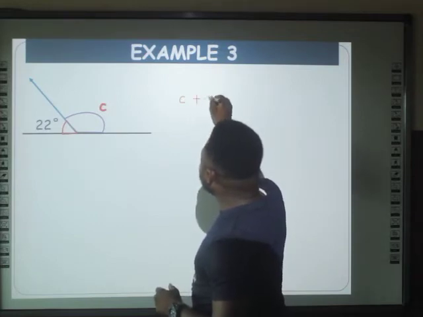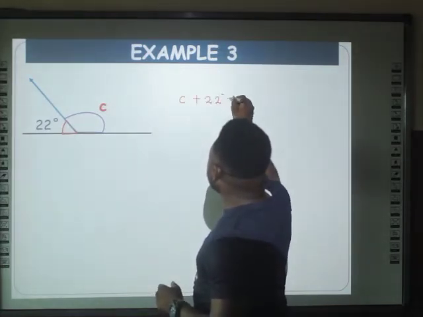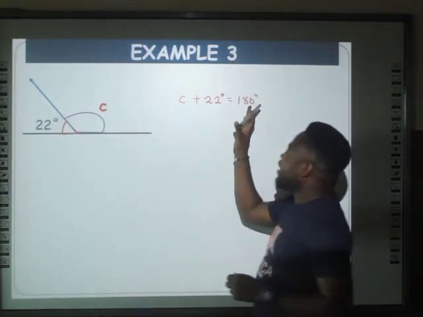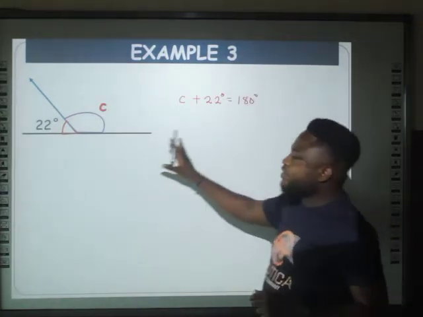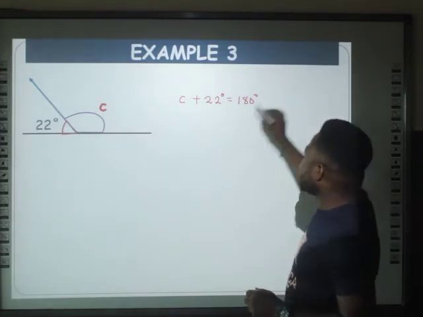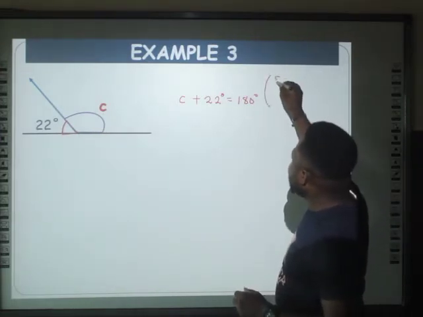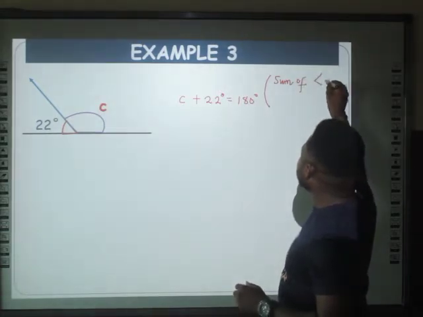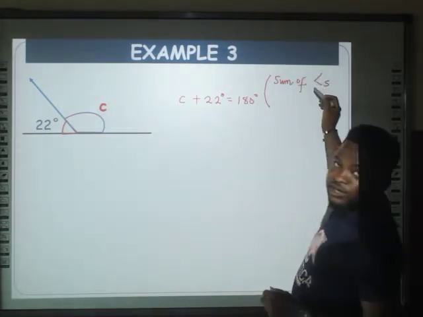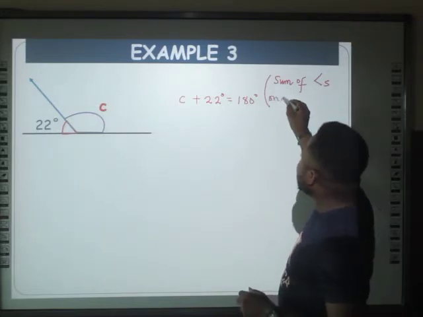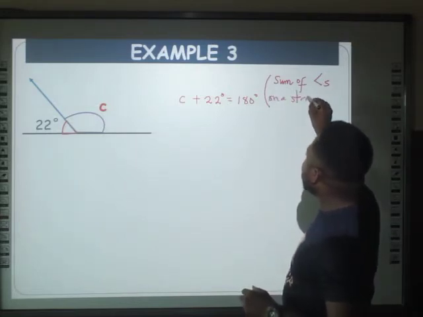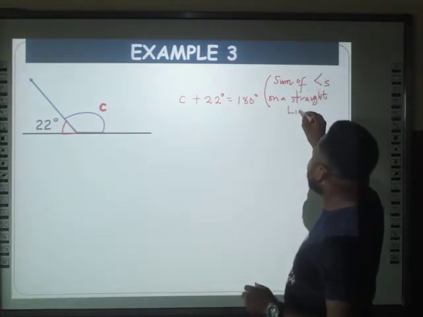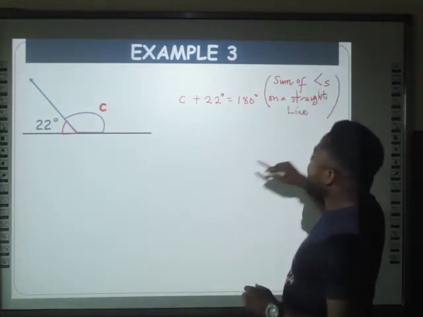So now, what do we do next? We now say C plus 22 degree equals 180 degree. Now, how do you get this 180 degree? Sum of angles on a straight line, okay? You can write it like this: sum of angles, of course this is the notation for angles, on a straight line.